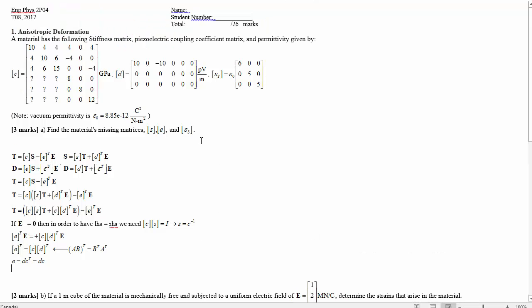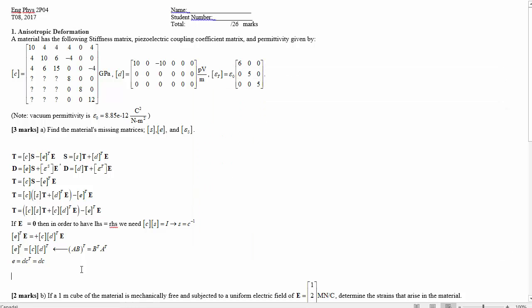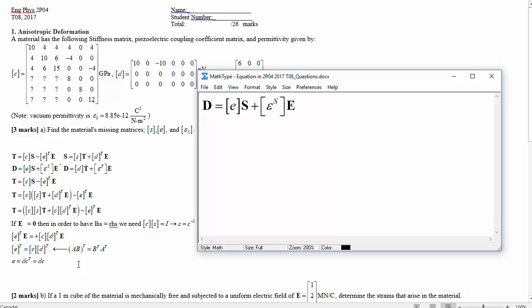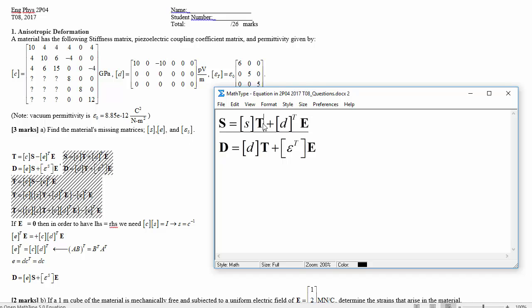Next, we can figure out what epsilon S is by using the other piezoelectric equation here, this charge displacement matrix one. And we can do the same strategy as we did before, where we just substitute one expression into the other one. So let's start off with this, and we'll substitute in what the strain is.